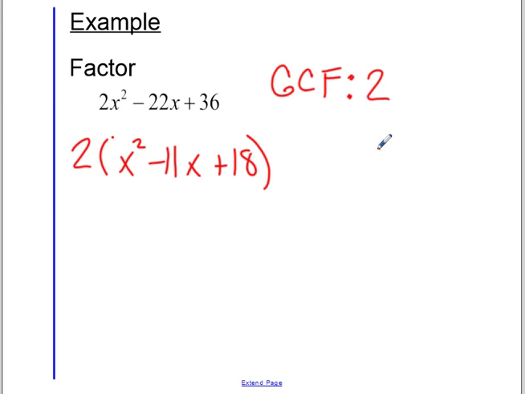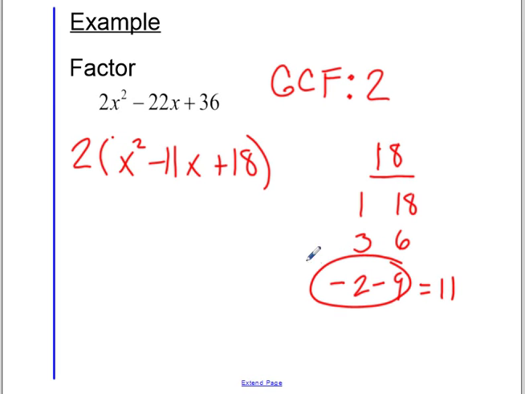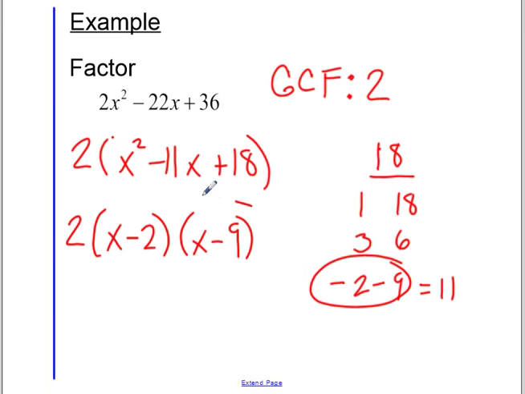What are the factors of 18? The factors of 18 are 1 and 18, 3 and 6, and 2 and 9. Which one of these is going to get me my 11? That'd be the 2 and 9. How am I going to get an 11? By having them both be negative. So our 2 stays in front. Now we know that one of the factors has a negative 2, and the other factor has a negative 9. So the 2 in front of the x squared is still right here in front of my final answer.